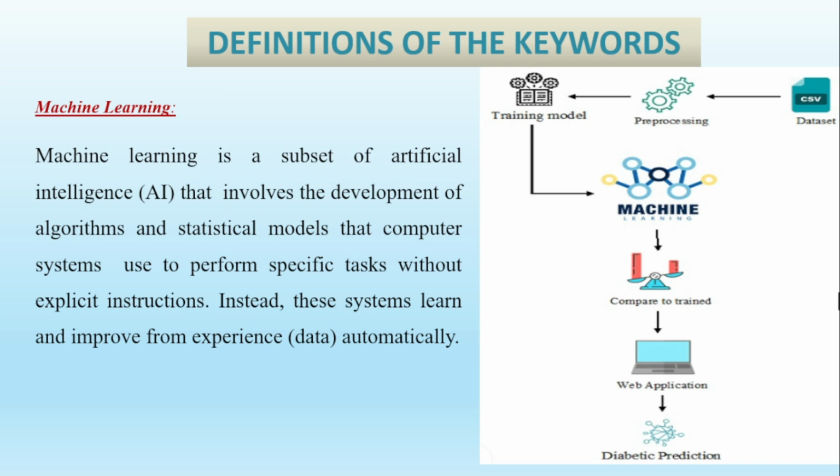Now, the machine learning. What is machine learning? Machine learning is a part of artificial intelligence that helps computers to learn from data and improve their performance without being directly programmed. This machine learning is a subset of artificial intelligence that involves the development of algorithms and statistical models that computer systems use to perform a specific task without explicit instruction. Instead, the system learns and improves from experience data automatically.